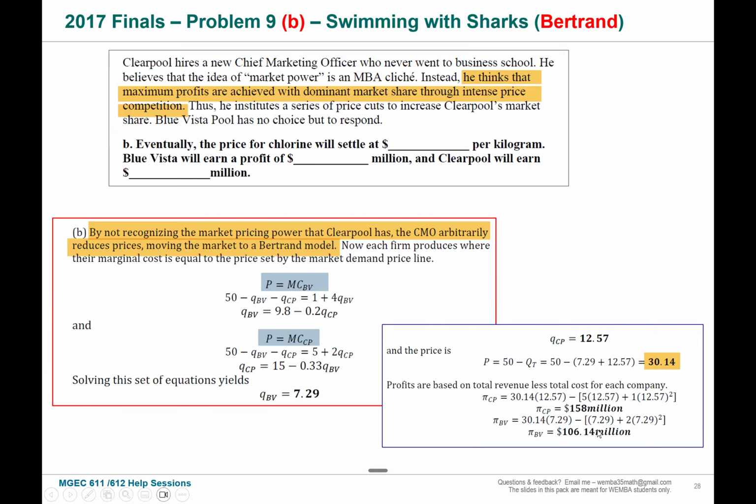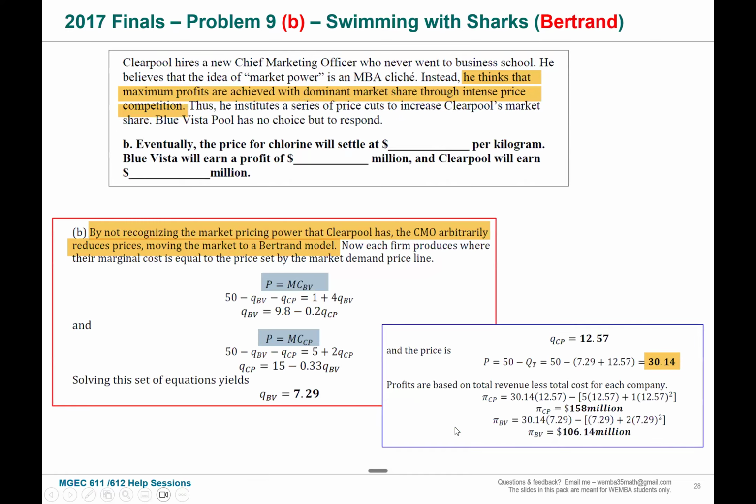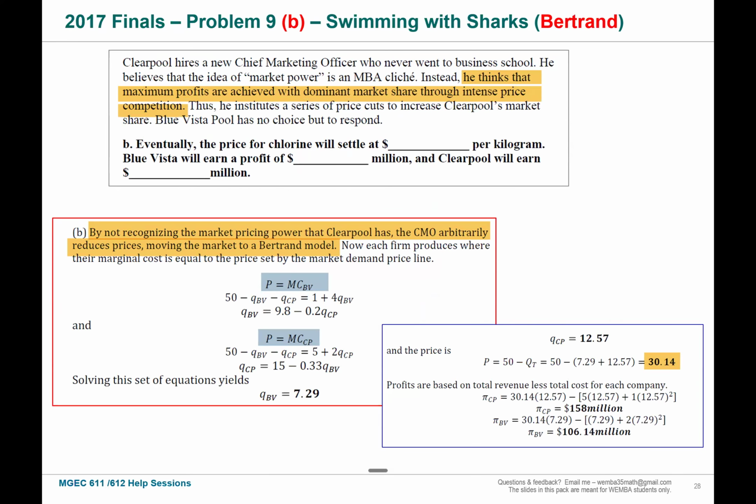You also compute the profits here. Profits are actually decent, but I don't know what the profit was. Here it should be even higher if you did Cournot. Clearly, you can notice that in Bertrand, the price is lower. The price is 30.14 versus Cournot, where you could have charged 33.83. So that directionally makes sense. But Bertrand would be the case for the lowest profit. Okay, so again, we are looking at keywords like intense price competition.